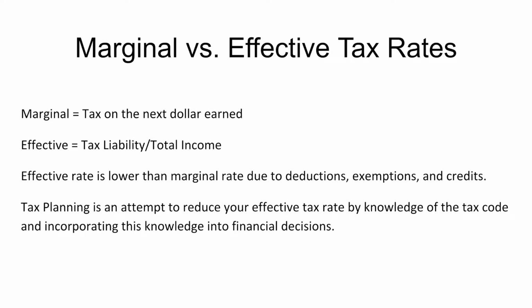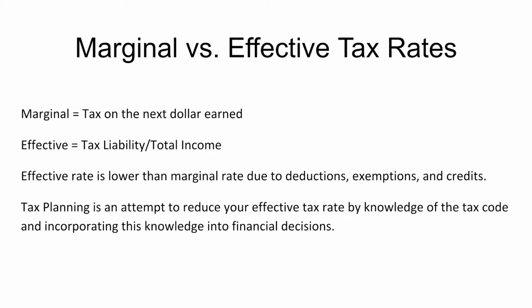So again, here's the marginal versus effective tax rates. Marginal tax is the tax on the next dollar. So if my taxable income is zero, then there is no marginal tax rate. Or if my income is such that my personal exemption and my standard deduction wipe out my income, I may have no marginal tax. But then I could have a marginal tax of 10%, 15%, and on up into the various brackets.